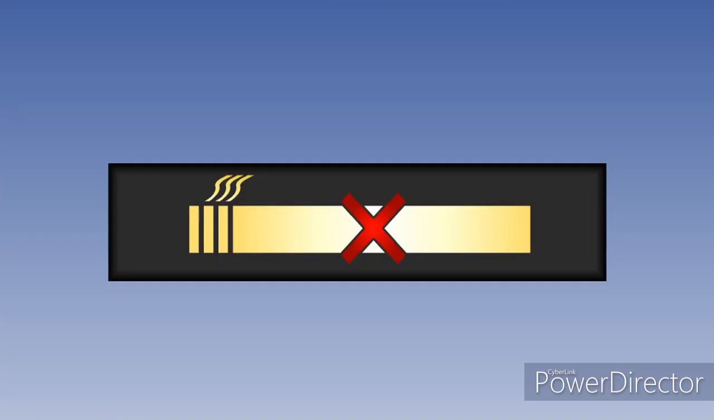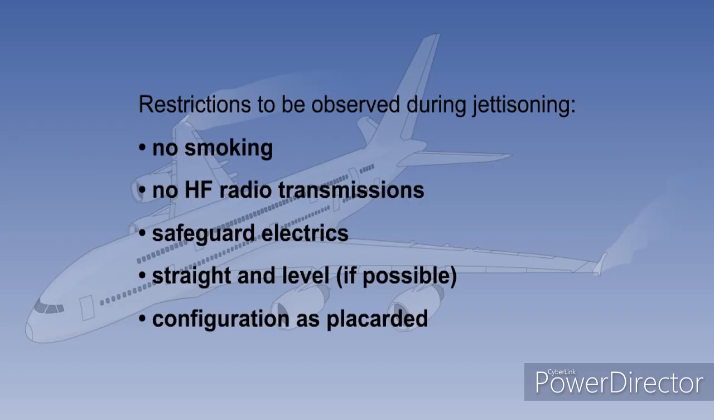In the cabin, if not already illuminated, the no smoking sign should be switched on, and passengers and crew briefed on what is happening. Once jettisoning has begun, electrical switching should be restricted to essential use only. HF radio transmissions should be suspended, and VHF transmissions restricted to further emergency or flight safety communications.